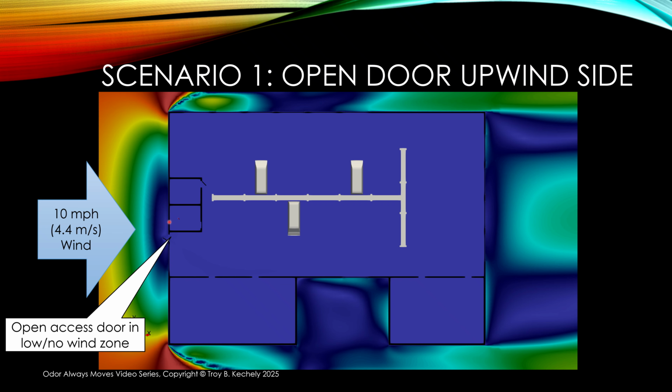But what's important to understand is if you look on this upwind side, there's a zone where there's no wind velocity. Okay, a lot of wind velocity going up and around, which we expect. But there's nothing going on on the inside because of this pocket here.